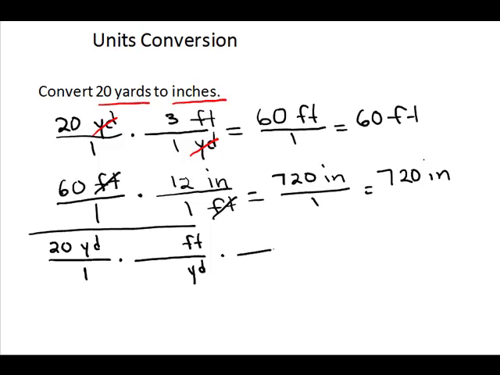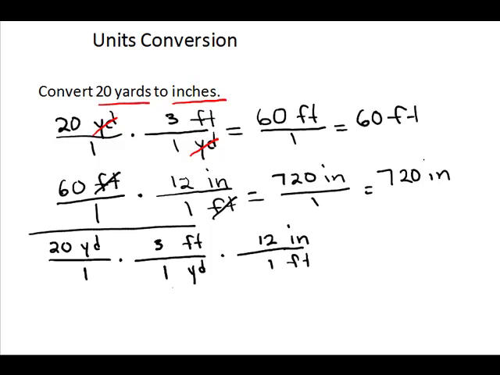We can put our next equivalent relation right here. And now we want to get rid of feet, so it should go down here. And what we do know is feet to inches. That's going to take us from yards to inches. Let's fill these in. So it is 3 feet to 1 yard, and it is 12 inches to 1 foot. With 3 fractions, we can do it all in one shot.